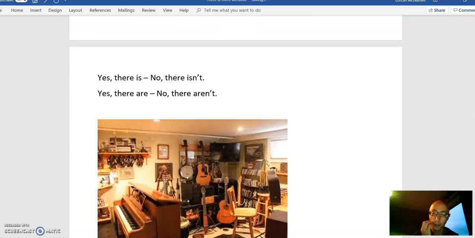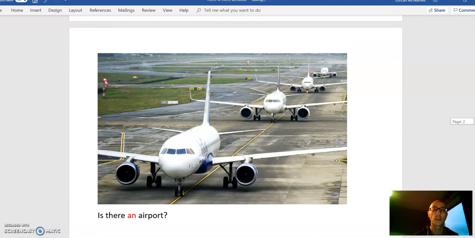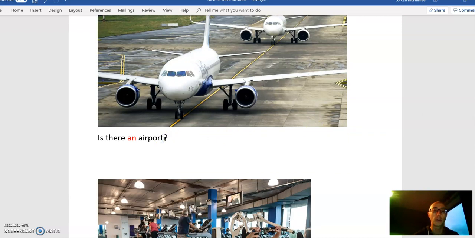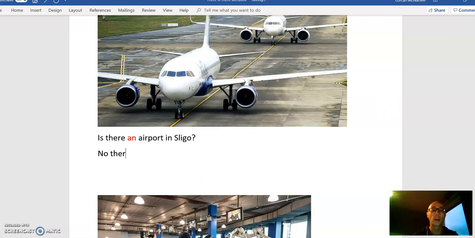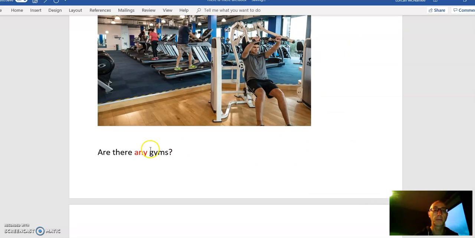So the answers, we're going to practice the question and the answer now. So let's go back to our question. Is there an airport? Is there an airport in Sligo? And the answer is no, there isn't. So remember, we can have yes, there is, or no, there isn't. Is there an airport in Sligo? No, there isn't.